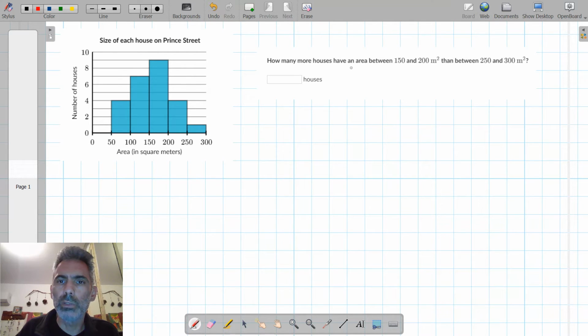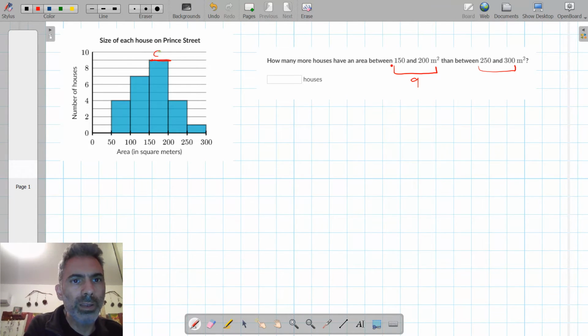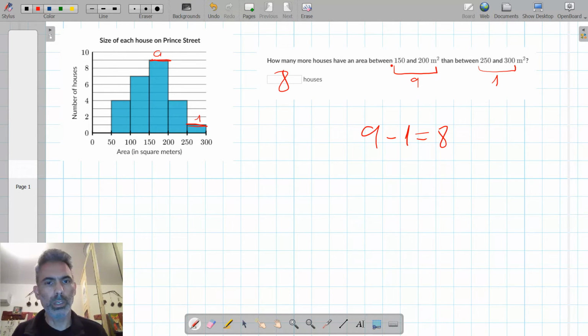How many more houses have an area between 150 and 200 meters than between 250 and 300? Okay, so there are 9 houses in the range 150 to 200. Then between 250 and 300, there is 1. So the difference is 9 minus 1, which is 8. So the answer is 8.